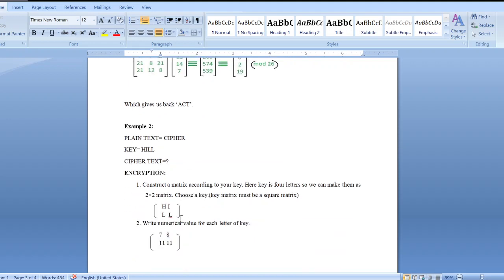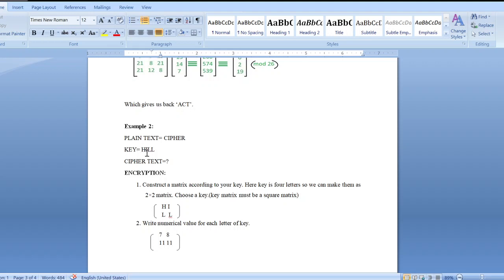So here I am taking example 2. In this example, the plain text is cipher and the key is hill. We need to convert this cipher into some ciphertext using the key hill. So initially, construct the matrix for the key.